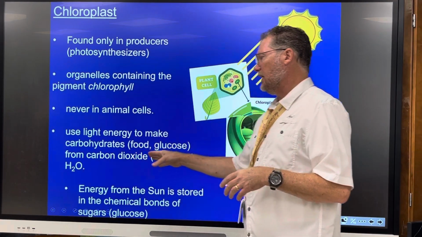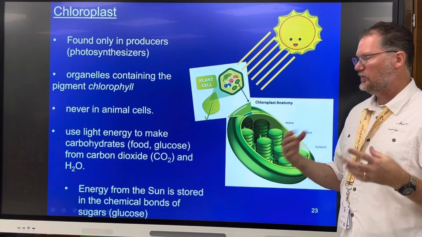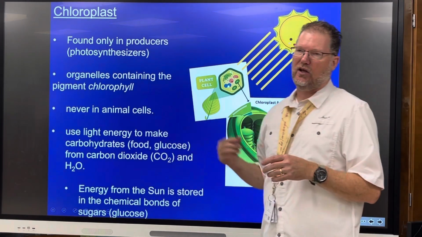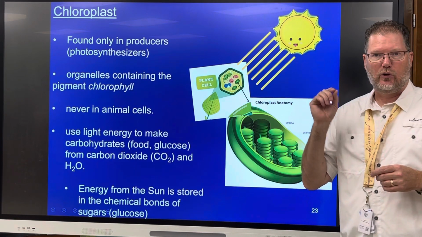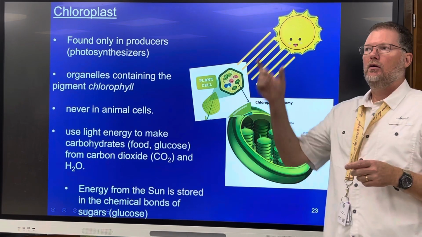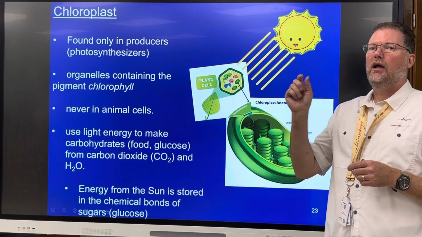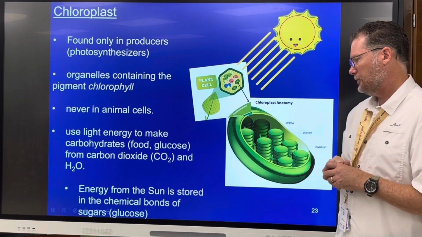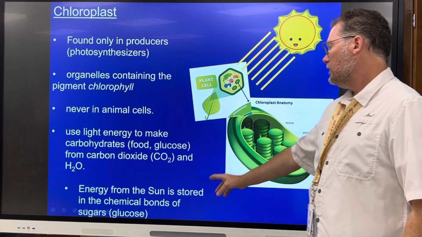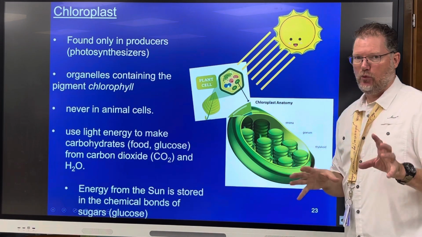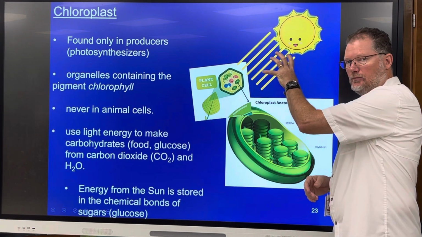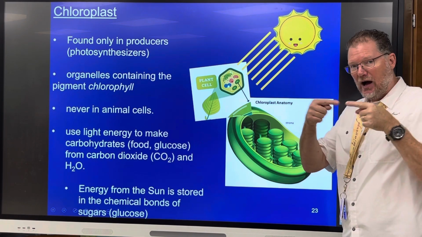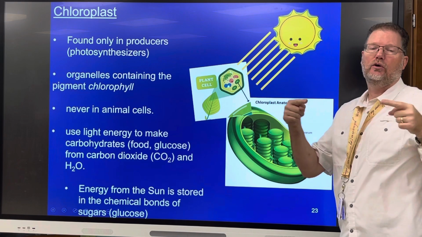That's why it's green. It actually absorbs mainly blue colors, blue light, blue wavelength. Never in animal cells, like I said. Use light, we know this. Why? To make glucose, we know this, from carbon dioxide and water. So remember the photosynthesis equation. Water and carbon dioxide yields glucose and oxygen. Okay. And the energy, this is a key point here. The energy from the sun gets stored, kind of like a battery, in the bonds that hold the glucose together.